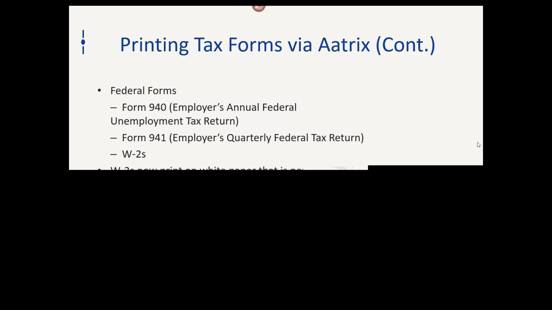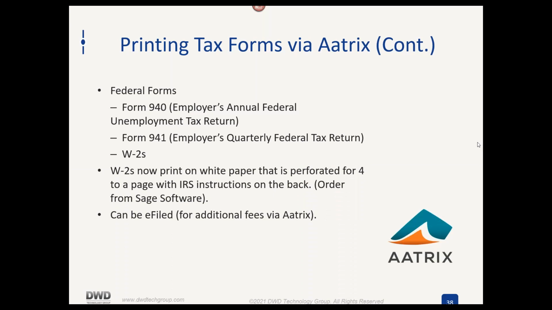What kind of tax forms? Well, we typically have our Form 940, our federal unemployment. We have our quarterly Form 941. That one is one that gets run regularly. Your W-2s. Then you might have a number of state forms that would be required.